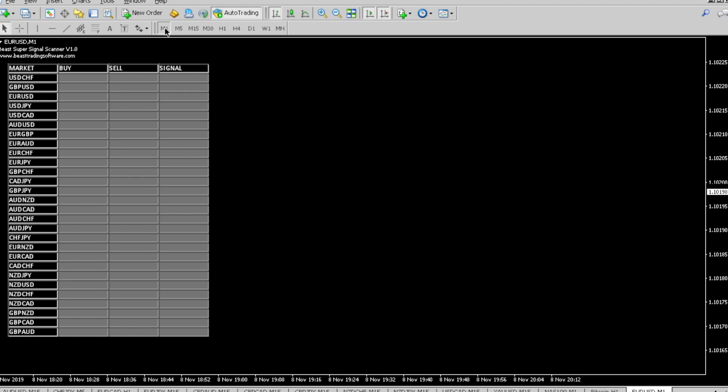And my platform just decided to reconnect. That's fantastic. Well, I can't seem to get any signals. If I can't get any signals showing now, it does depend on the market. If there's nothing at the moment, there's not much I can do.